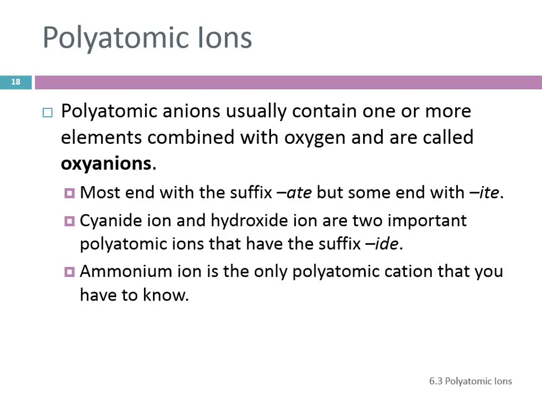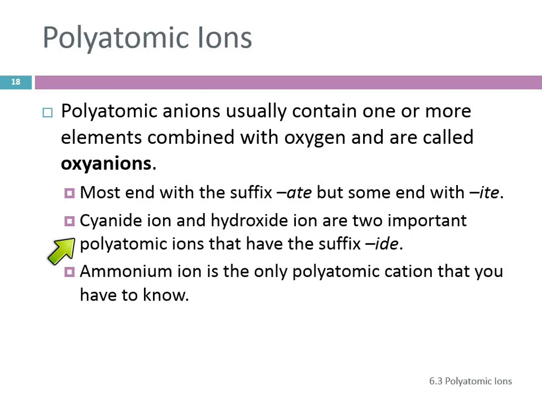Polyatomic ions. So here we have one or more elements combined with oxygen, is what most of them are. The ones with oxygen are called oxyanions. They're anions that have oxygen in them and something else. So for the oxyanions, most of them end with the suffix ate, but some end with the suffix ite. And that's one letter different, but it's important.